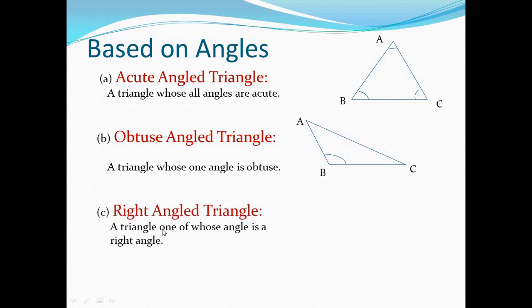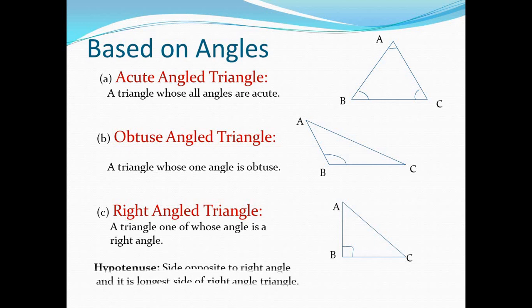Next one is the right angle triangle. A right angle triangle is one in which one of the angles is exactly 90 degrees. See here, in this diagram, triangle ABC, angle B is exactly 90 degrees. A 90 degree angle is called a right angle.